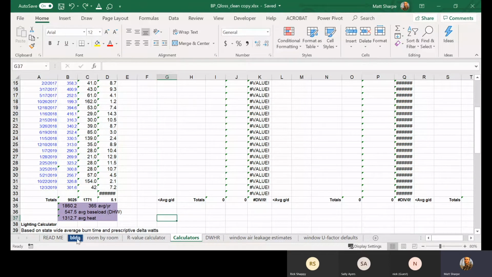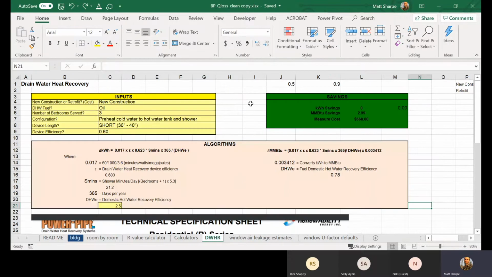which is an input back on the building page. There are different ways. You don't have to use this calculator. DWHR, this is drain water heat recovery. You might not use this much, but it's here both to raise awareness, but also to give you a way to estimate that if you want to try to see that in a project.